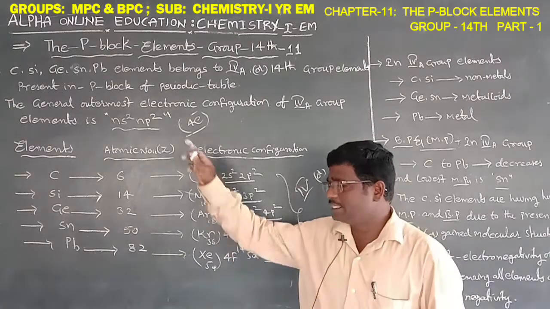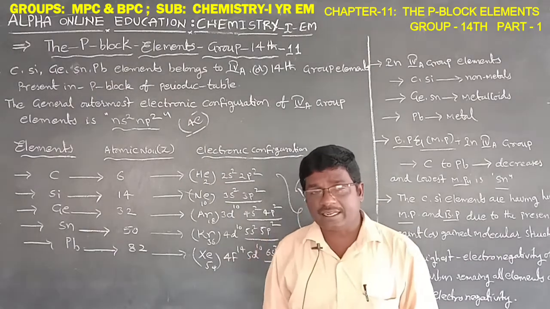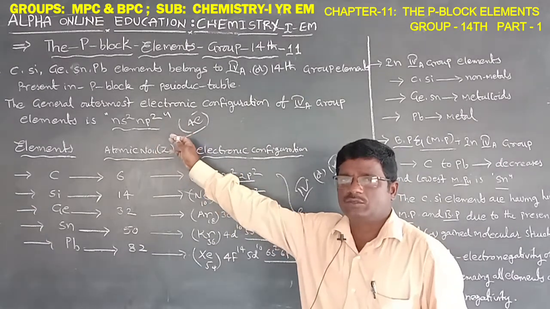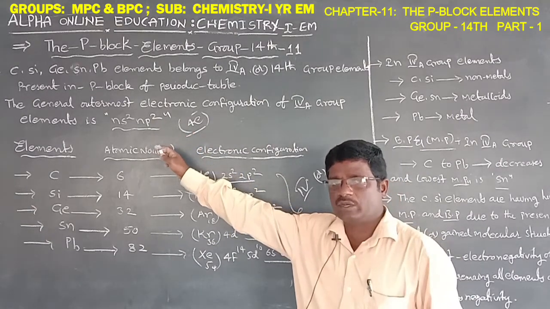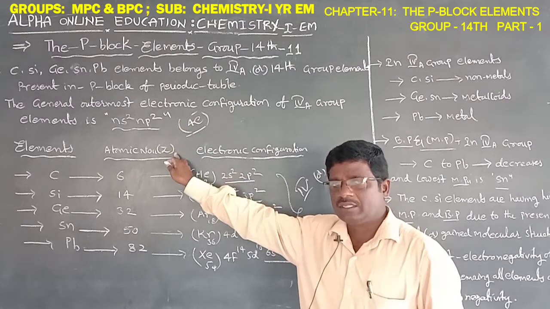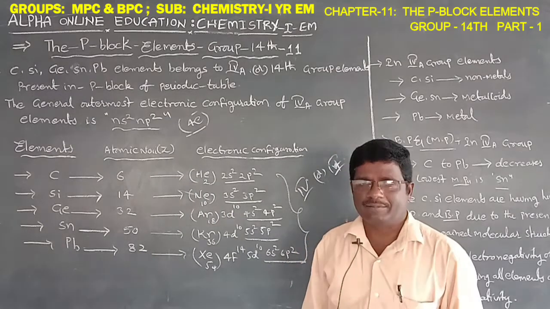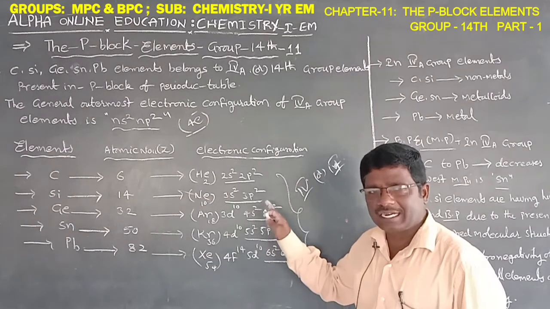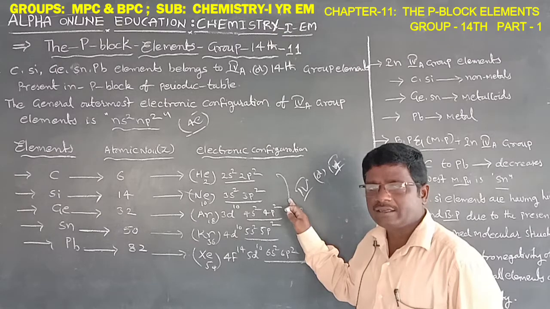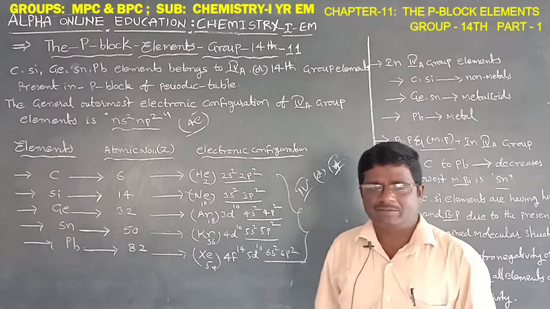The outermost valence shell consists of only ns2 np2 electron configuration. The general outermost electron configuration of the fourth A group elements is ns2 np2. So the s orbital contains 2 electrons and the p orbital contains 2 electrons. Total outermost electrons are 4. That is, the total outermost valence electrons number equals the group number. So carbon, silicon, germanium, tin and lead have only 4 electrons in the outermost shell. So the fourth A group elements are also called the carbon family.